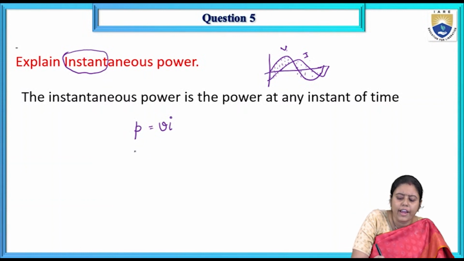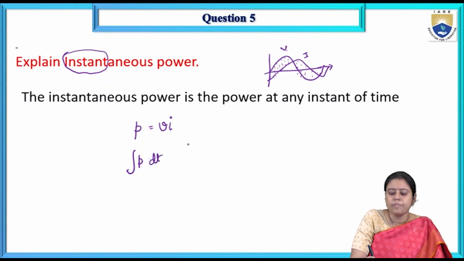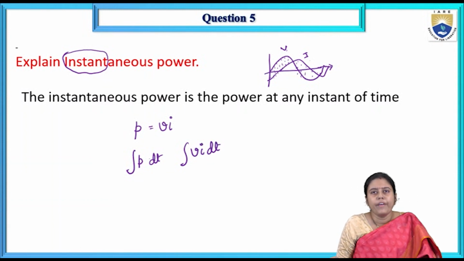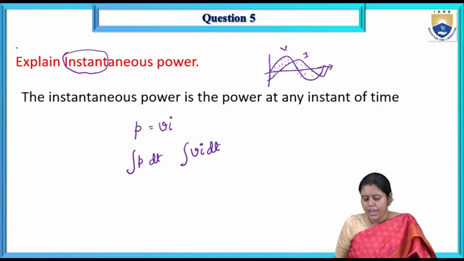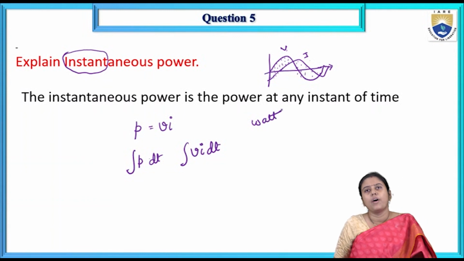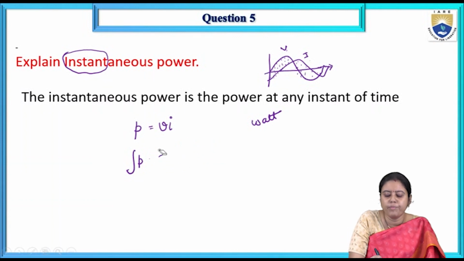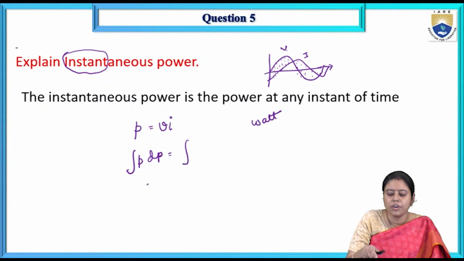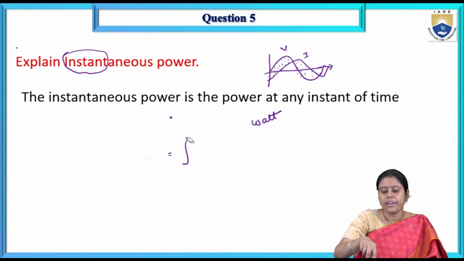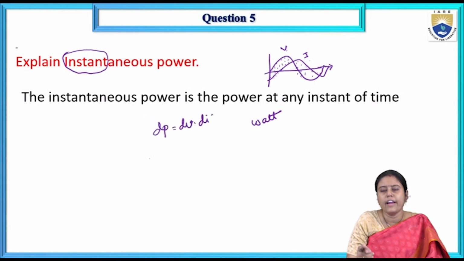If we want to calculate the total power throughout the time, we can multiply V into I into dt. Then we can get the energy over the total time, and after that if I divide by t, we can get the power. Instantaneous power sometimes we write like this, dv into di, and we take the integration.